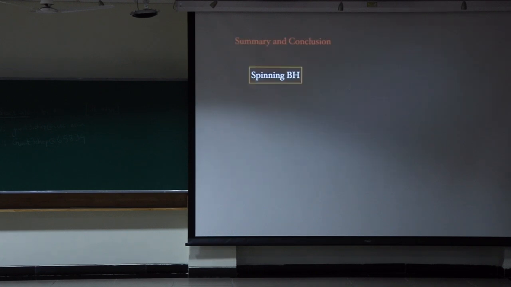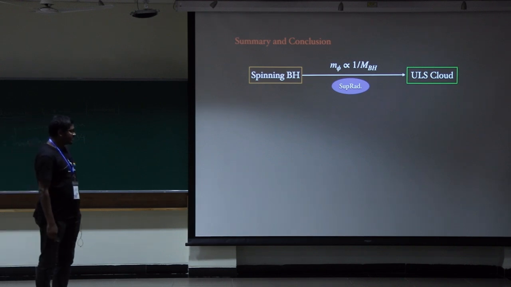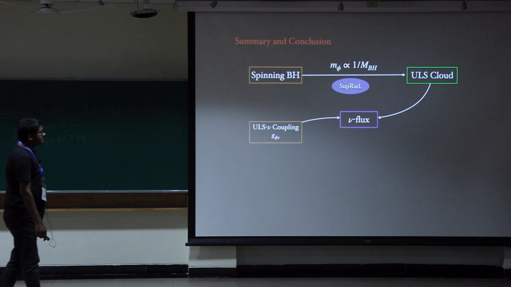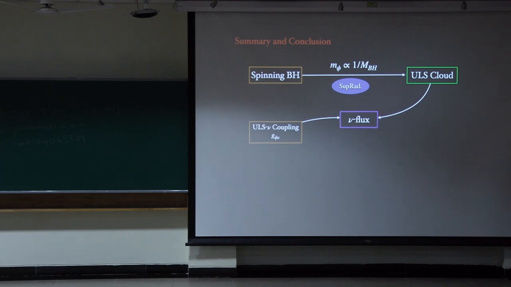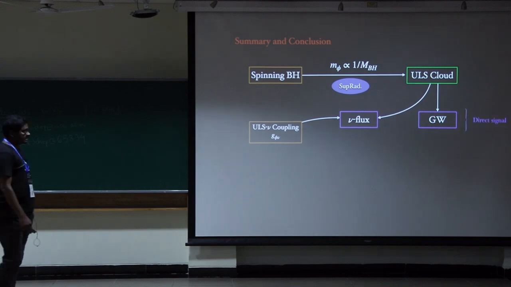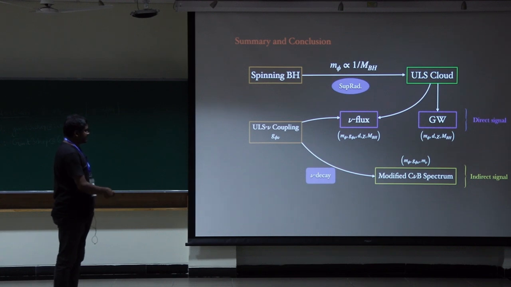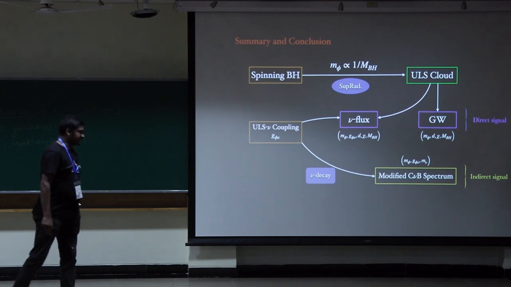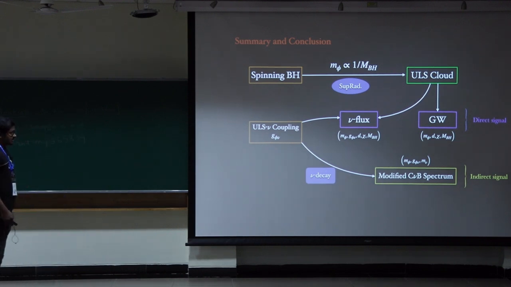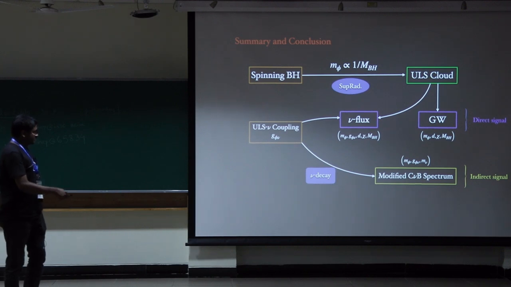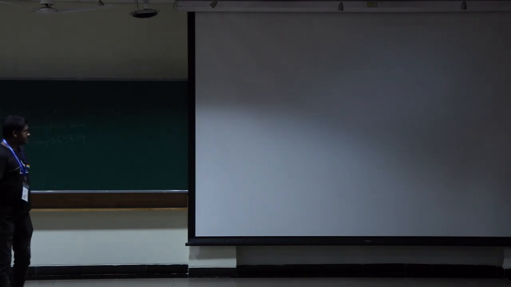Just to summarize, we have spinning black holes, and spinning black holes in the presence of superradiance can give rise to some kind of ULS cloud, and that ULS cloud can give rise to neutrino flux as well if you have the ULS and neutrino couplings. And the ULS cloud itself can give rise to some kind of gravitational wave, which you can think of as a direct signal for this kind of setup. And if you have neutrino decays by means of this kind of coupling, that will modify the C nu b spectrum, and that you can take as some kind of indirect signal. So you can have these kinds of signals for this setup. So that's all. Thank you.